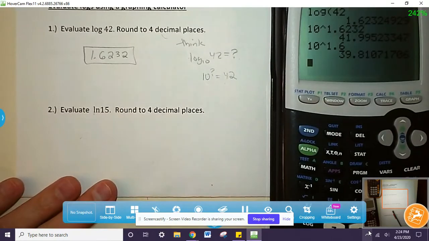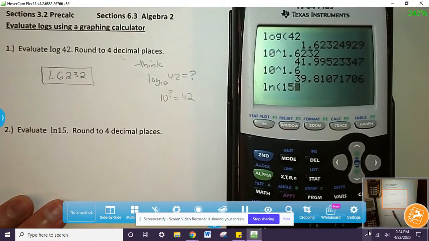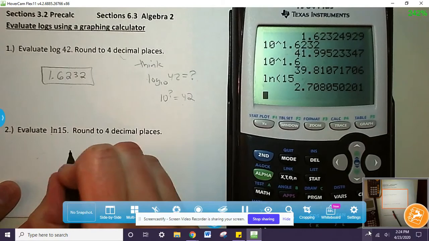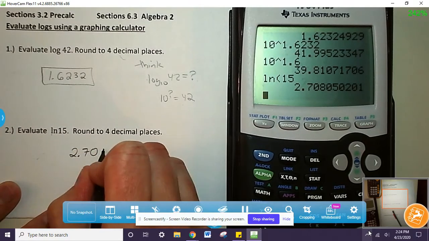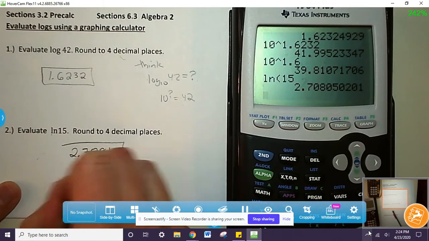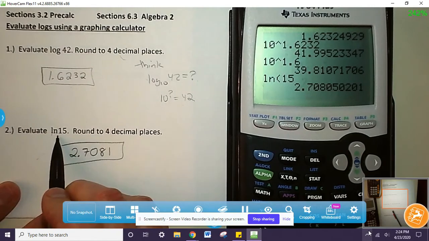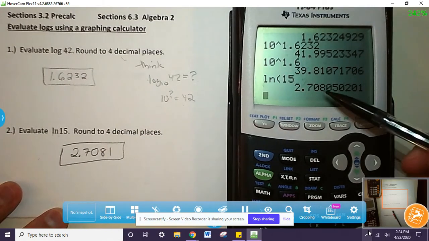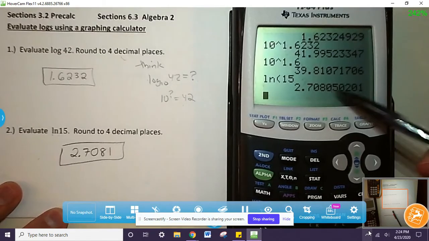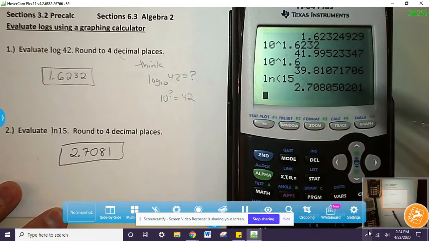Okay, and if you want to find the natural log of 15, hit natural log. That's the button next to the 4. Plug in 15 and hit enter. So nothing fancy to do when you want to evaluate common log or natural log. And rounding to 4 decimal places, just remember, since this is a 5, we're going to round this up to a 1.